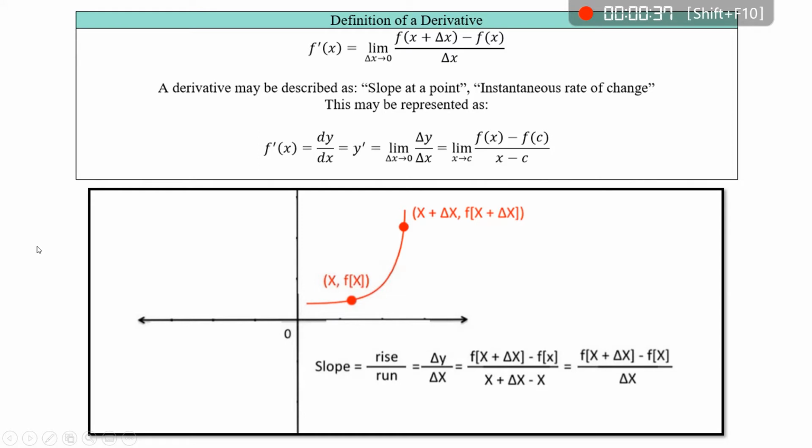Okay, so starting out with our definition of a derivative. The idea here is if we have 2 points, so I've got 2 points here, x, f of x, and x plus a little bit, and f of x plus a little bit, then our slope would be our change in y over change in x, or my y2 minus my y1 over my x2 minus x1. So here's my x2, x plus delta x, minus x1.